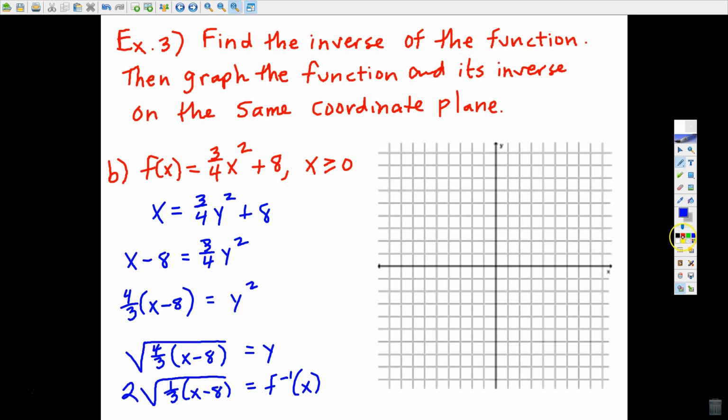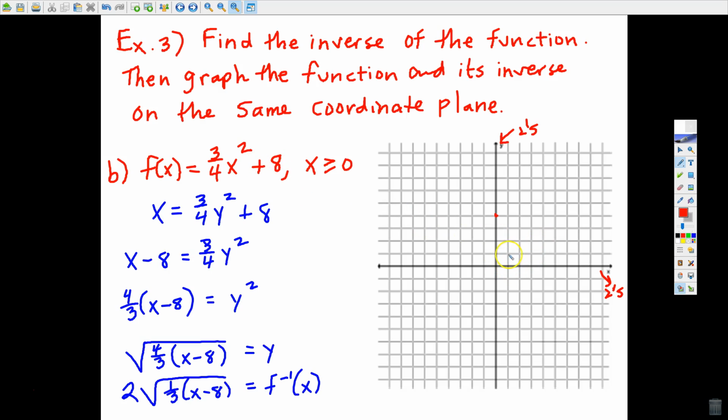All right, so let's go ahead and graph f of x. And let's see, we'll do input 0. We can do any input that is greater than or equal to 0. So input 0 gives us output 8. So I think I'm going to do these in 2s. 2, 4, 6, 8. All right, I'll do both of them in 2s just to make it a little bit easier. So let's do input 2. 2 squared is 4. And 4 times 3/4 is 3. 3 plus 8 is 11.